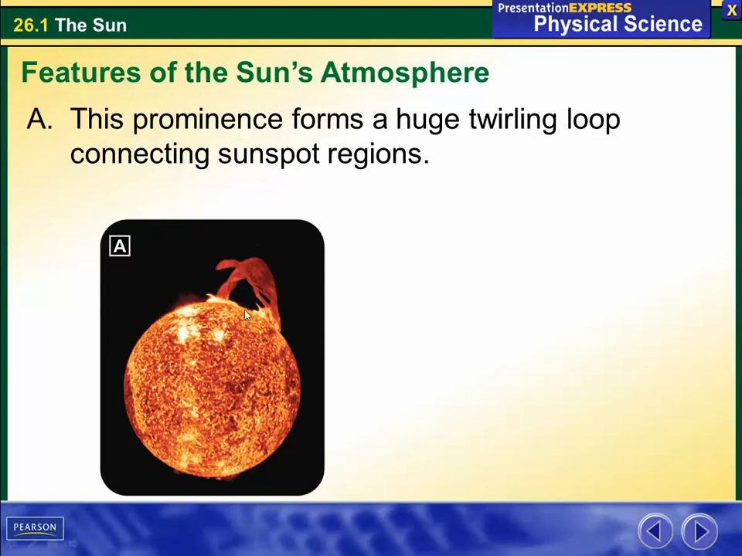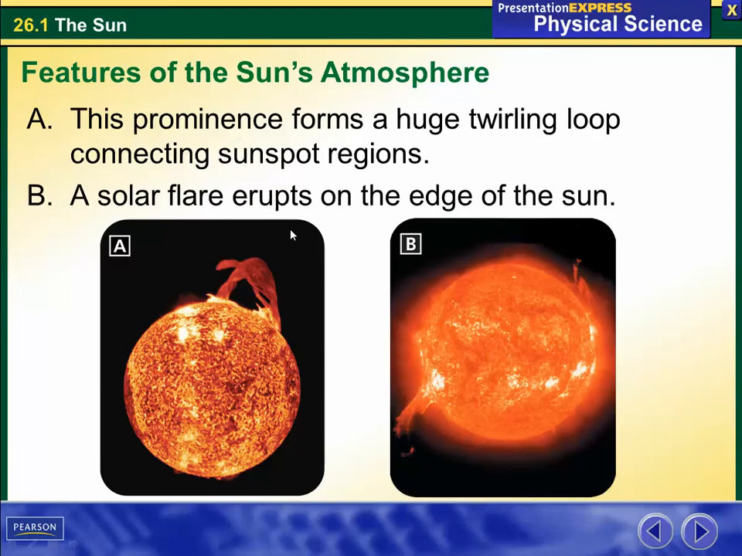A prominence right here almost forms an arch. There's a sunspot area right here, and gas erupts from it. That connects the magnetic field, which is why the magnetic fields are important between these two sunspot regions. The last feature we're going to see a picture of is what's called a solar flare. Right here, you notice it's just erupting and it's not coming back down. A solar flare erupts completely from the edge of the sun.